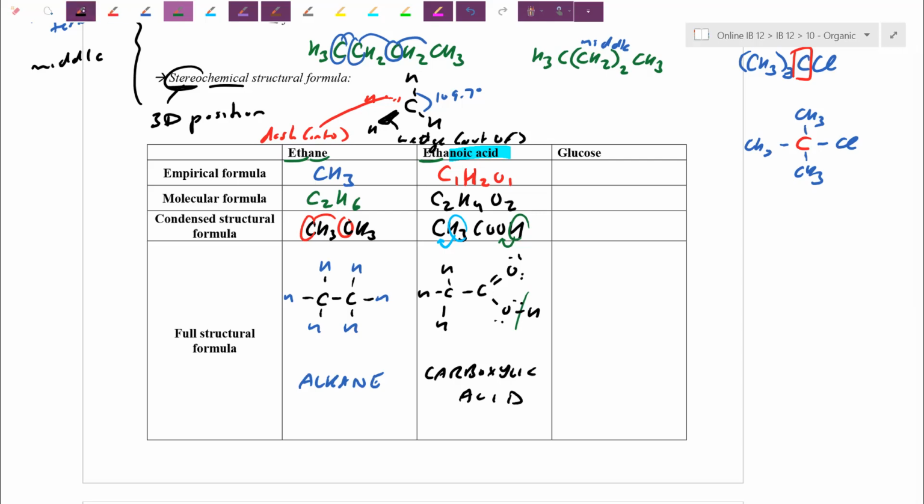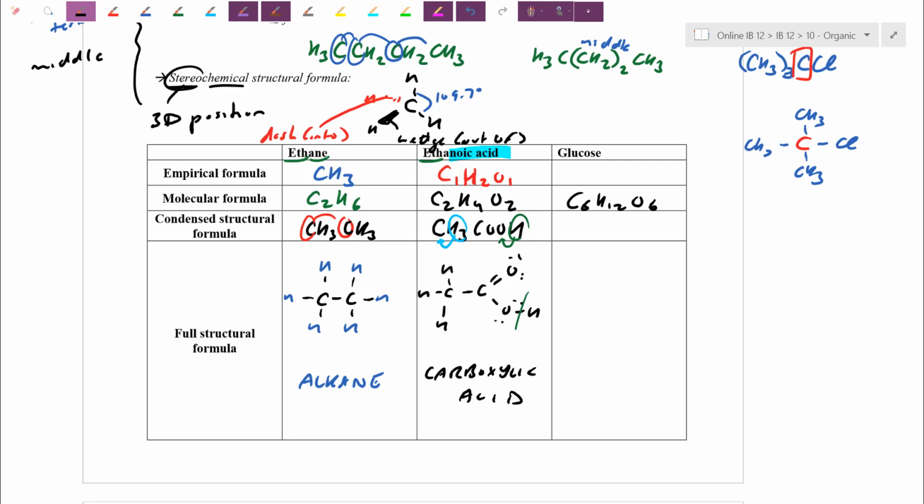Let's do one more here. This one will be quite horrendous. Glucose is an example of a very simple sugar. The molecular formula is C6H12O6. That would be nice as a condensed formula, but again, condensed wants to show you some difference in terms of where the carbons are.